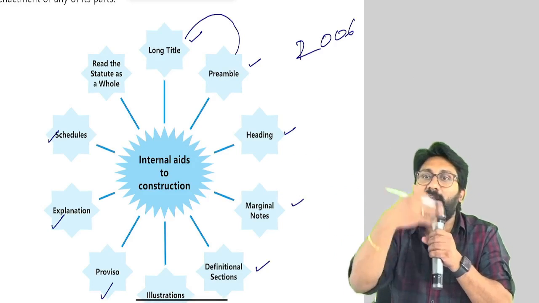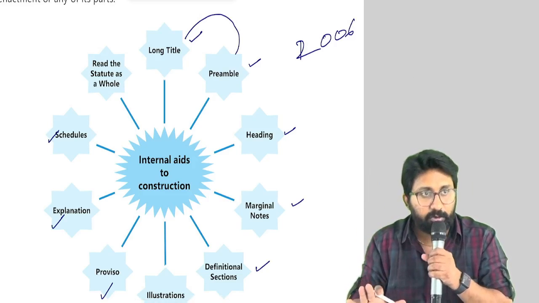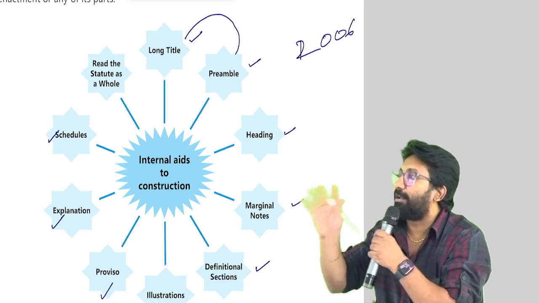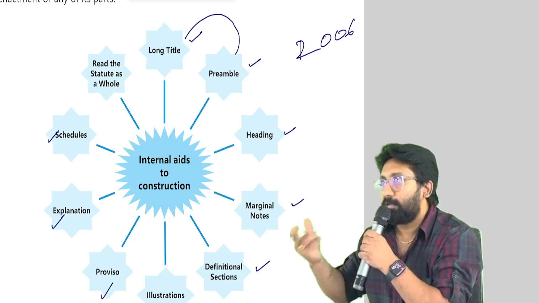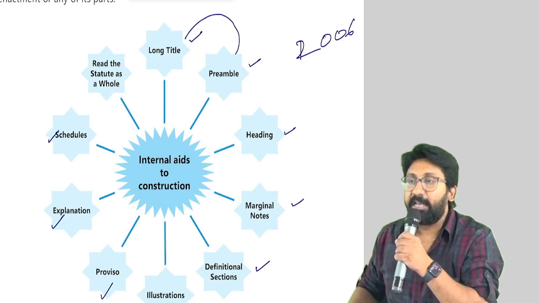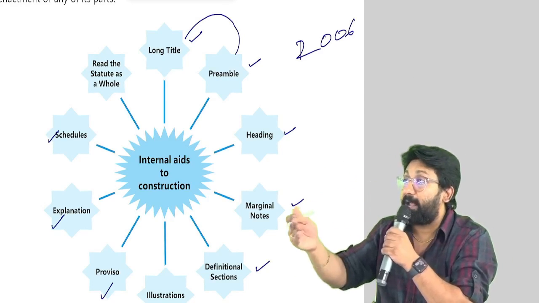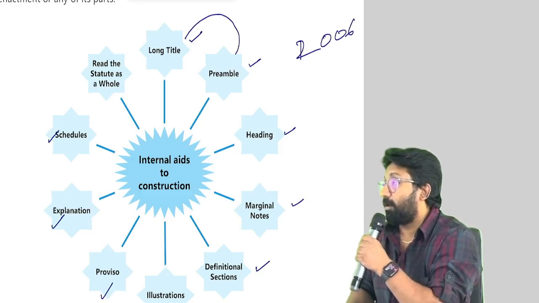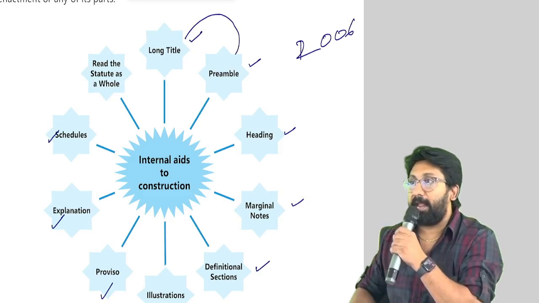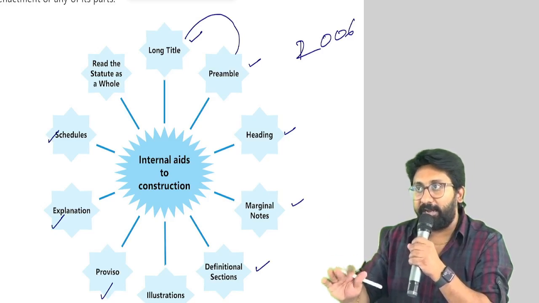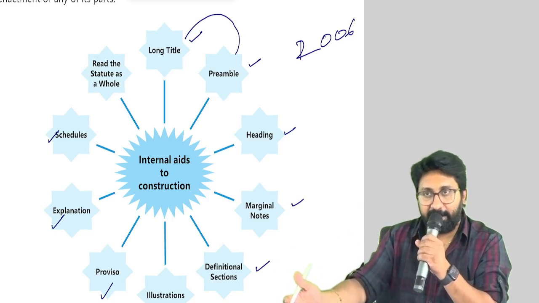After 2006, they withdrew that. Now, in today's act scenario, there is only one concept. Which is that? Preamble, directly. Once upon a time, long title and preamble were different. Now, long title and preamble are both the same.